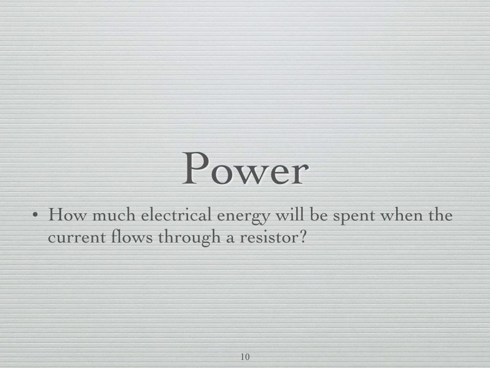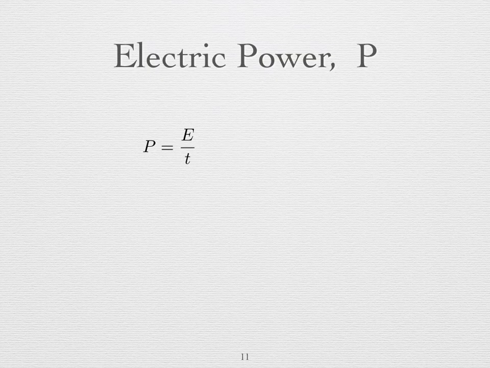How much electrical energy will be spent when the current flows through a resistor? All right, so this electrical energy spent per unit time, we call it electrical power. We use the symbol P to stand for that, and its unit is watts. So the power is the electrical energy over a certain period of time.